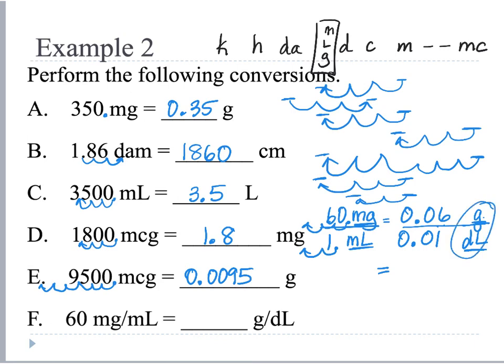I want my answer in grams per deciliter. So I have that, but with my number, I want to reduce that. I would never give my answer as 0.06 divided by 0.01. We would take it one step further and actually divide. If I divide those two, I get 6 grams per deciliter. So my answer would be 6. So when working with the metric system, it's best to write out the metric line and use that to help you as you solve the problem.